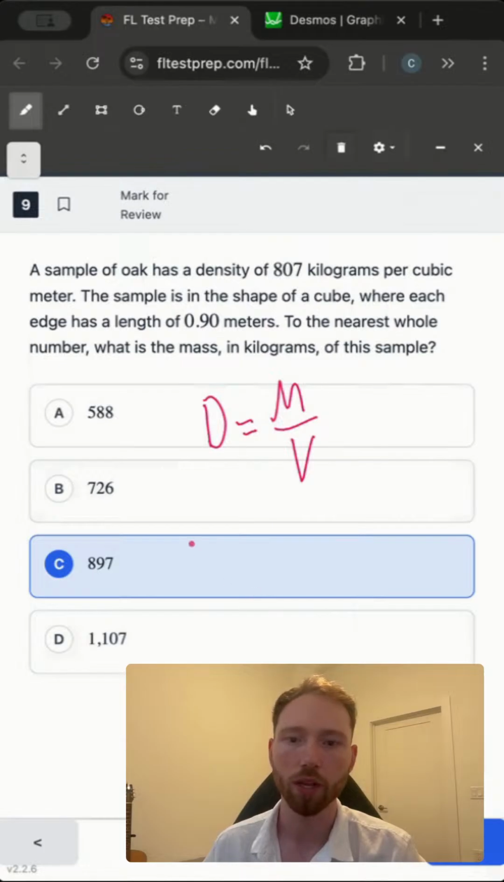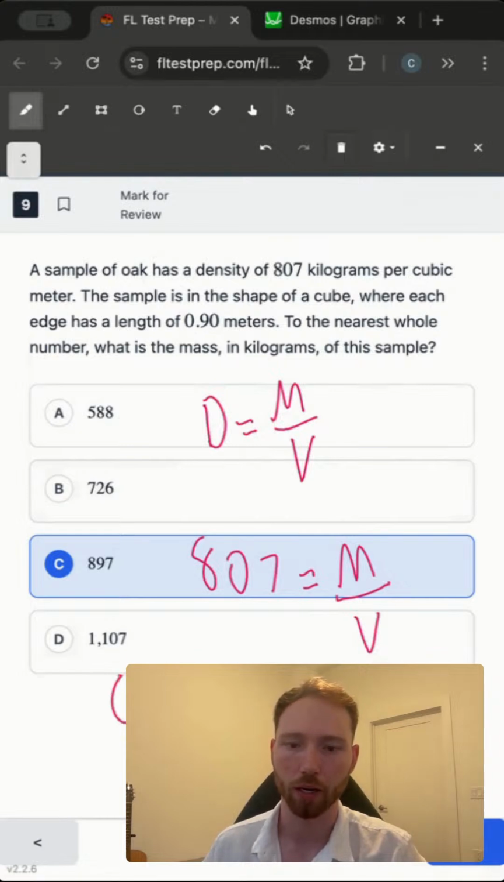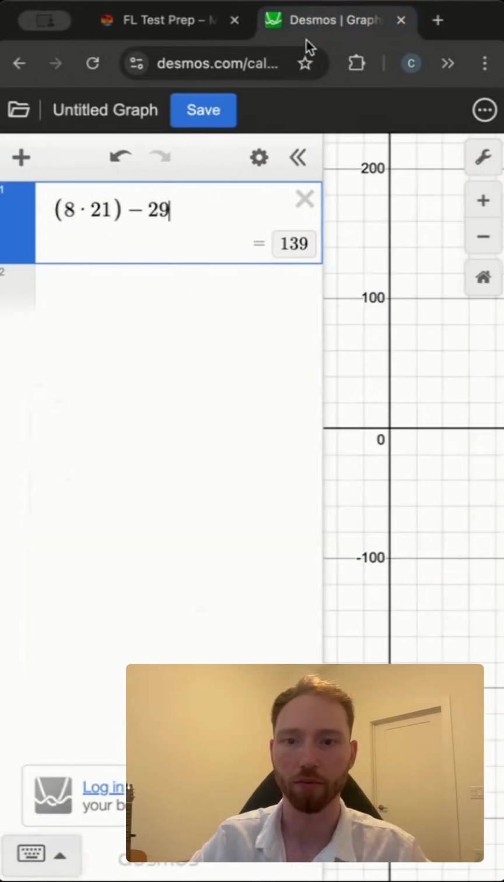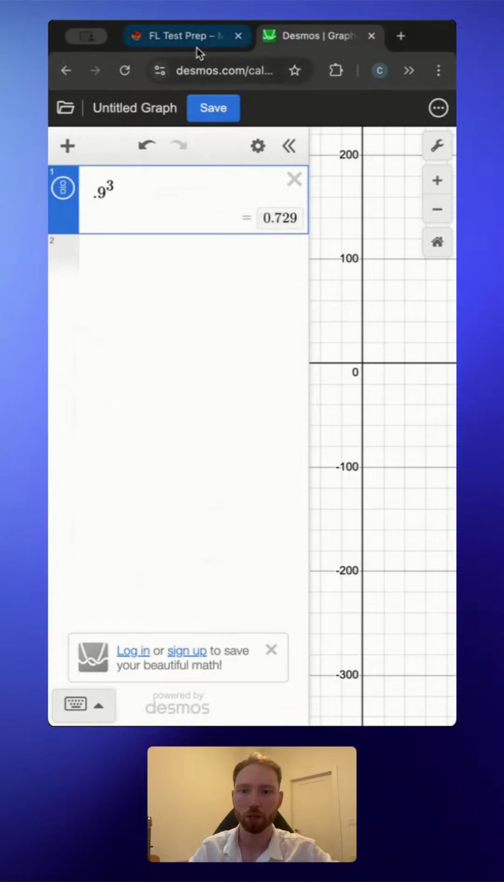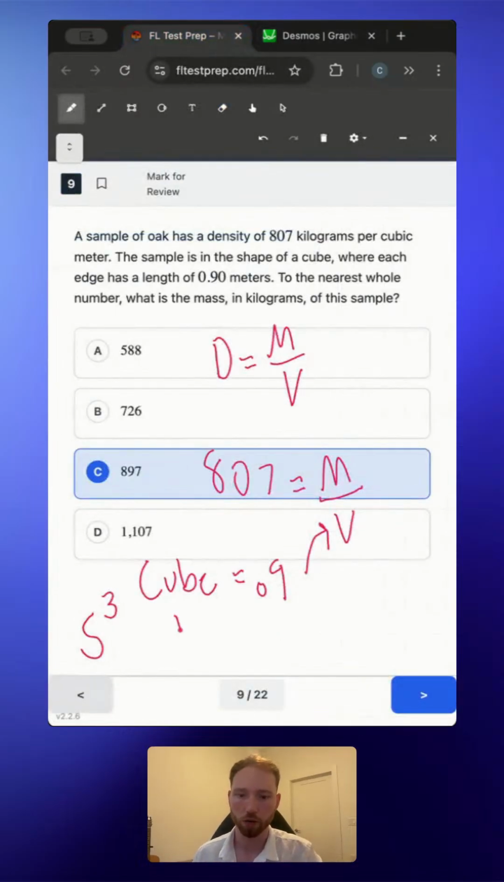So here's what we know. We know the density is 807 kilograms per cubic meter. And we were looking for the mass, but did they give us the volume? No, they didn't give us the volume, but they did tell us that it's a cube, and its side length is 0.9. So let's think about it. Why a cube? Why did they give us a side length? Well, I know with one side length, I'm actually able to find the volume of a cube because a cube's volume is just the side cubed. That's it. So all I need to do is do 0.9 cubed to find the volume. Let's go ahead and do that. So 0.9 to the power of 3 is going to be 0.729, and that's going to be the volume for this cube.